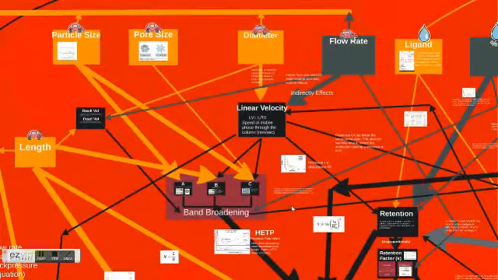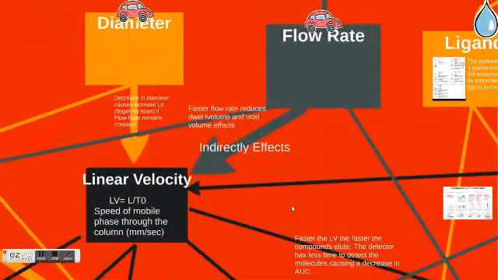As we can see, there are a number of parameters that affect band broadening. These include length, particle size, and pore size. Diameter and flow rate both affect linear velocity. A decrease in diameter causes an increase in linear velocity, such as a finger on a hose, if the flow rate remains constant. Altering the flow rate will also indirectly affect linear velocity.